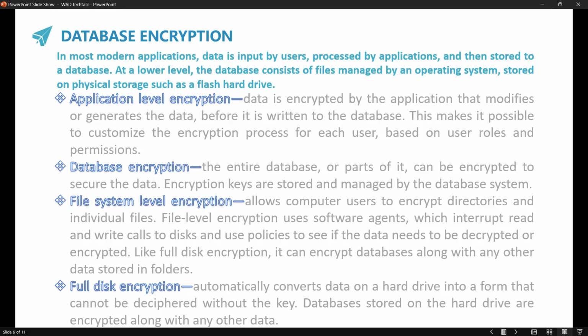File-level encryption uses software agents, which interrupt read and write calls to disk and use policies to see if the data needs to be decrypted or encrypted. Like full disk encryption, it can encrypt databases along with any other data stored in folders. Full disk encryption automatically converts data on a hard drive into a form that cannot be deciphered without a key. Databases stored on the hard drive are encrypted along with any other data.